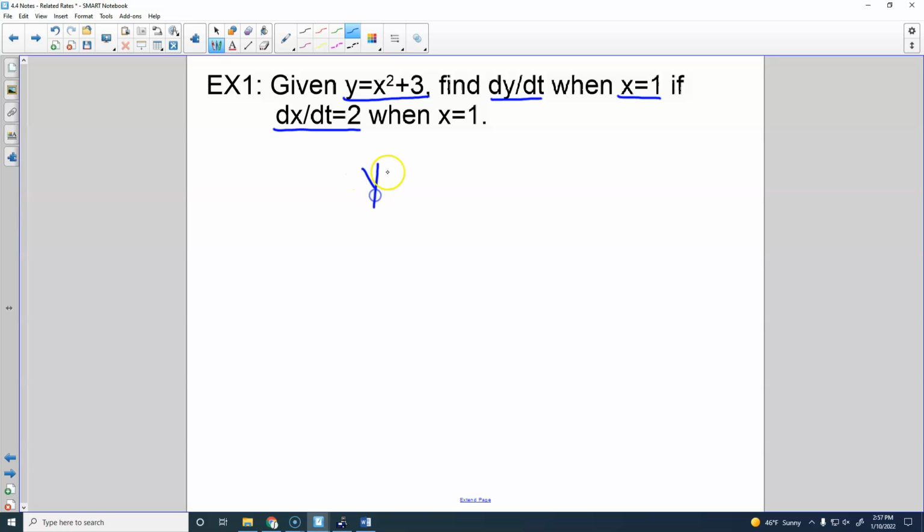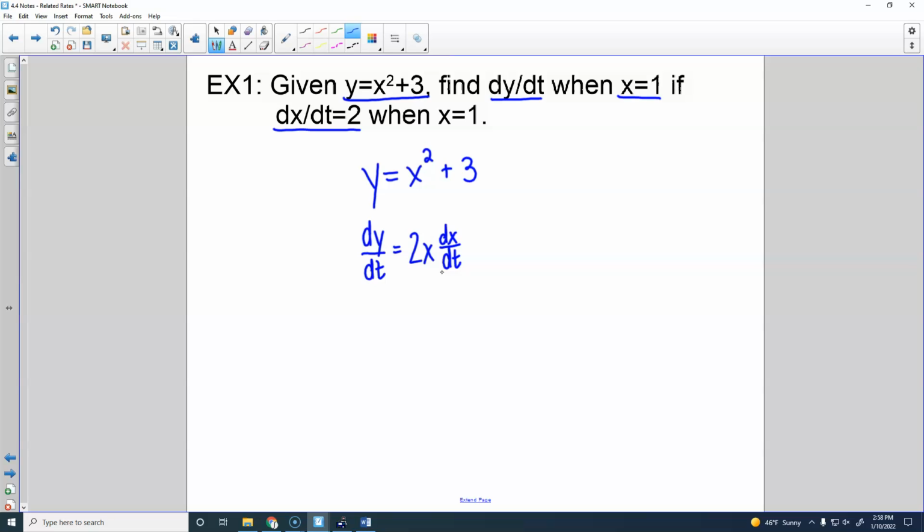So whenever we have y equals x squared plus 3, if we take the derivative of y, it is going to be just 1, but with it, you have to put a dy/dt. When we take the derivative of x squared, we get 2x, but with it, we must put dx/dt. And then the derivative of 3 is 0, so you don't have to put anything there.